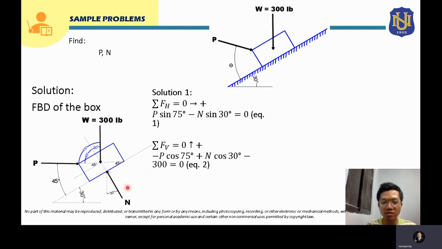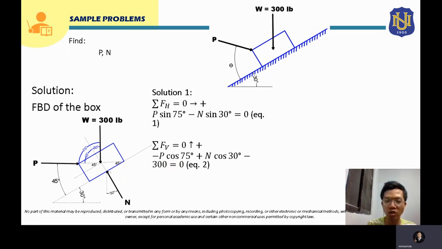Now for our normal force N, its vertical component will be N cosine 30 degrees, and since it is directed upward, it will be positive here. And our 300-pound force here is directed downward, so it will be negative here. This is already vertical, that's why it will just be directly included here as 300. And this will be equated to 0. So this will now become our equation 2.